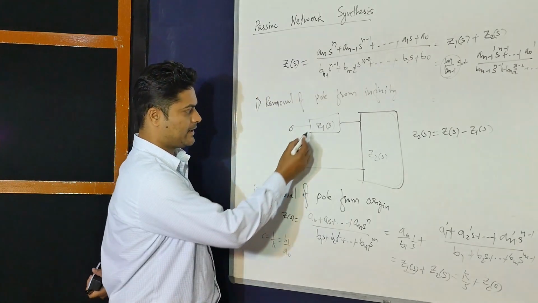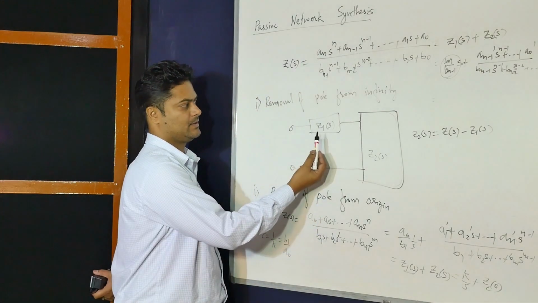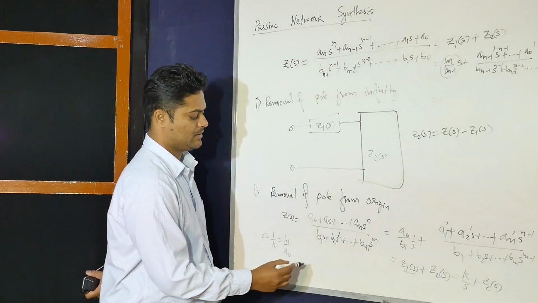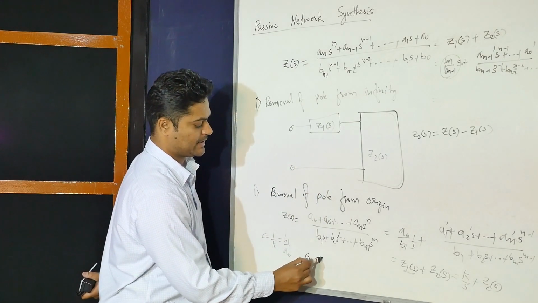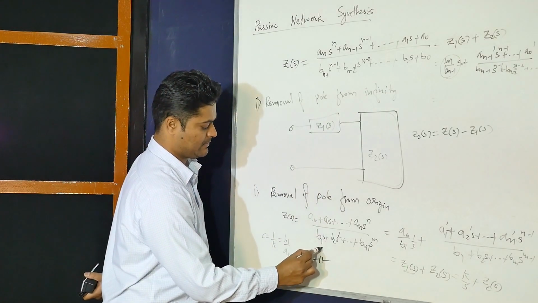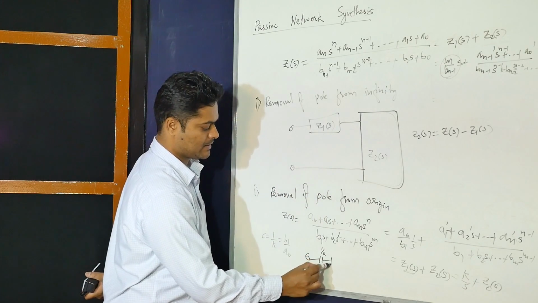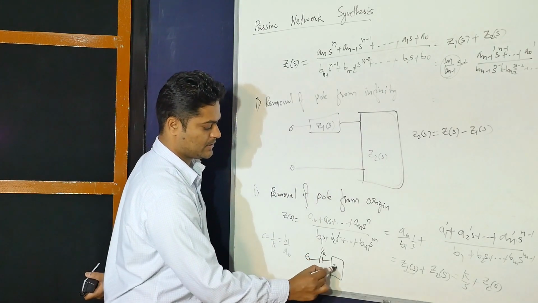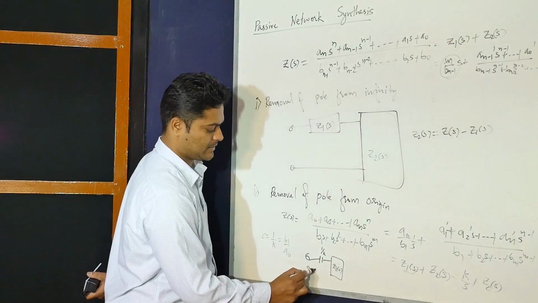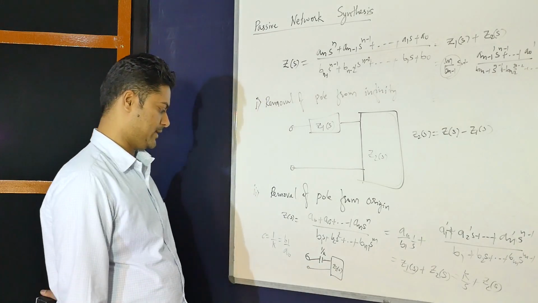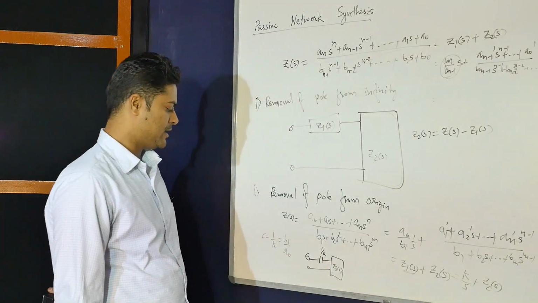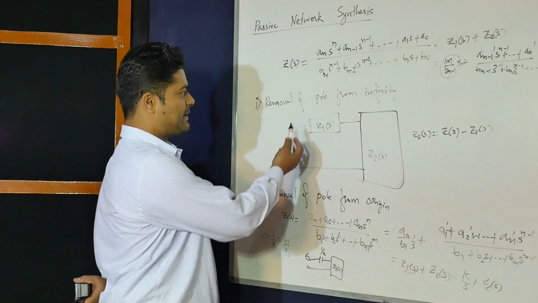Hence, I can replace this with the capacitor with the value B1 by A0, or 1 by K, and we can have Z2 of S. We can have Z2 of S, 1 by K farad. What if it is an impedance function, or an admittance function?